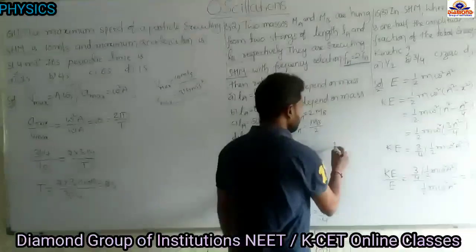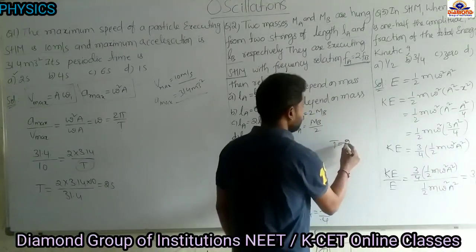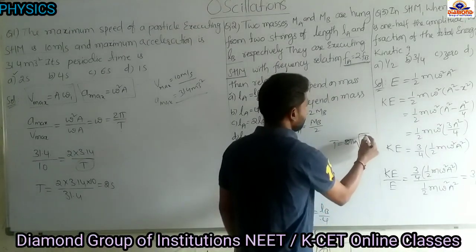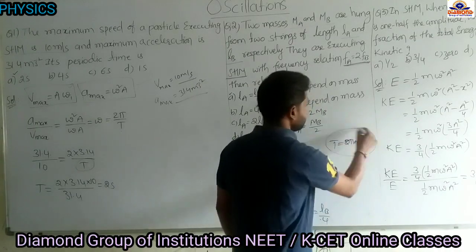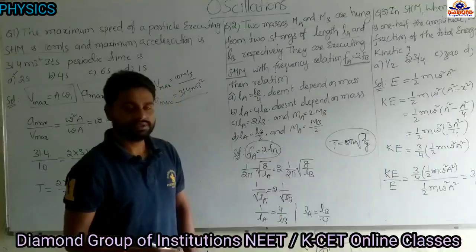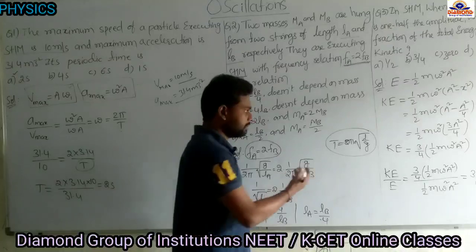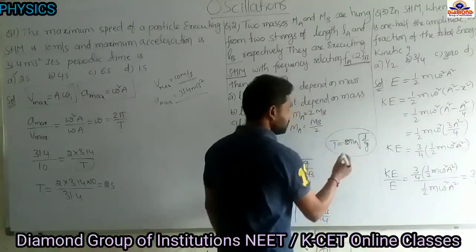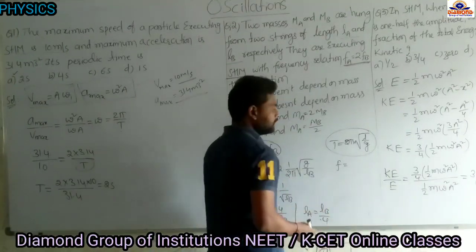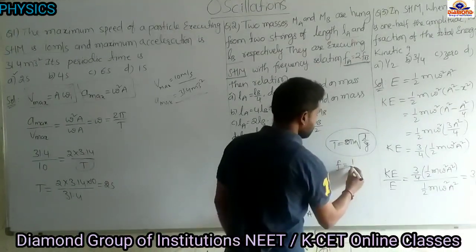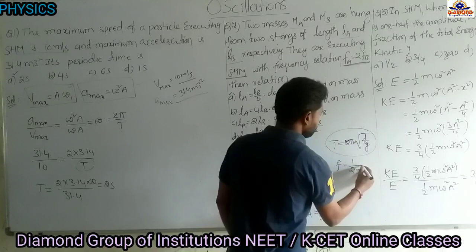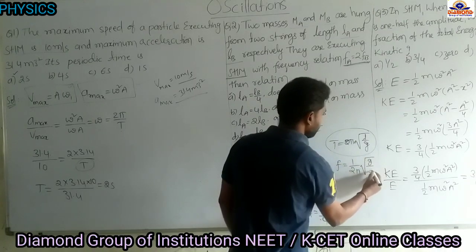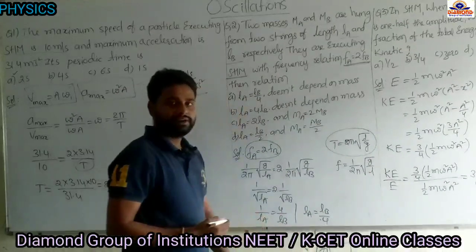Already we know the time period formula, T equal to 2 pi into root of L by G, the length of the string by gravity, depending on that only. Now frequency is inversely proportional to the time period. So we can write it as 1 by 2 pi into root of G by L. This is the formula for the frequency.